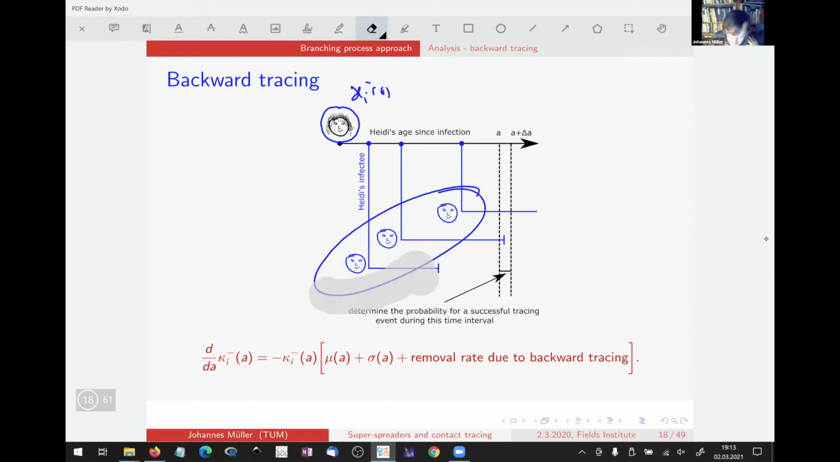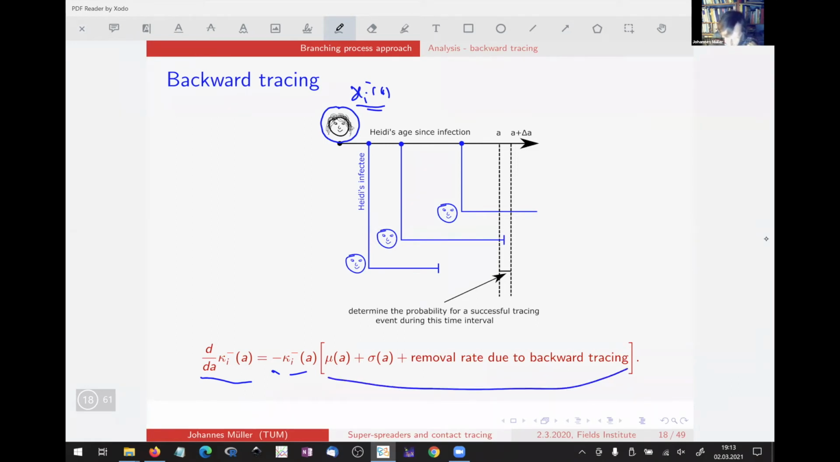Of course, this probability satisfies an ODE. So the age derivative of this probability is minus kappa I times the removal rate. And we have here the removal rate for asymptomatics. We have here the detection rate, say, so that if you're sick, visit the doctor, are tested, whatever. And without contact tracing, clearly that's it. And we can work out kappa I minus.